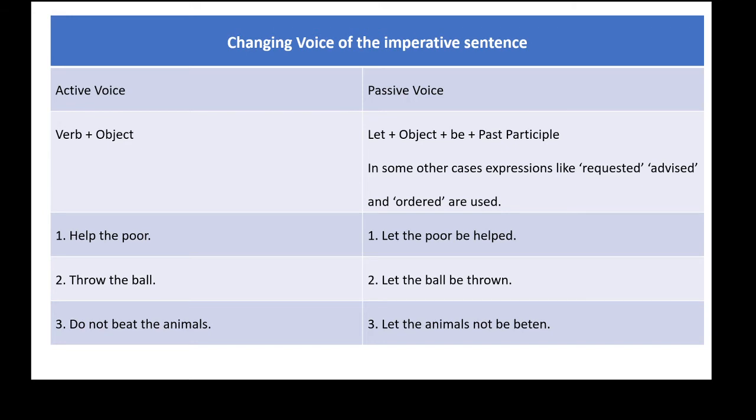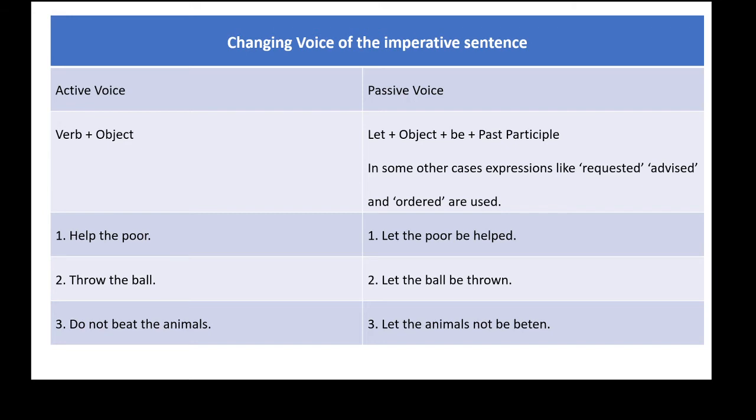In the sentence help the poor, this help is main verb. The poor is an object. So this sentence has V plus object structure. While transforming this sentence into passive voice, we have to follow the structure, that is let plus object plus be plus past participle of the main verb.